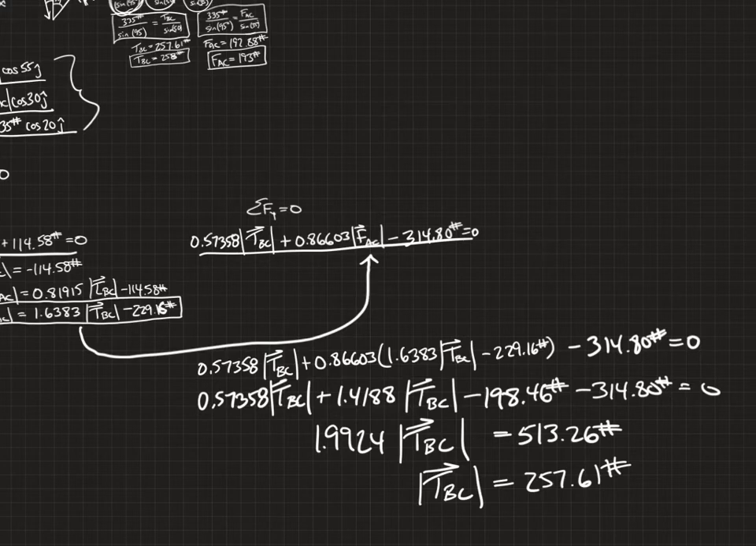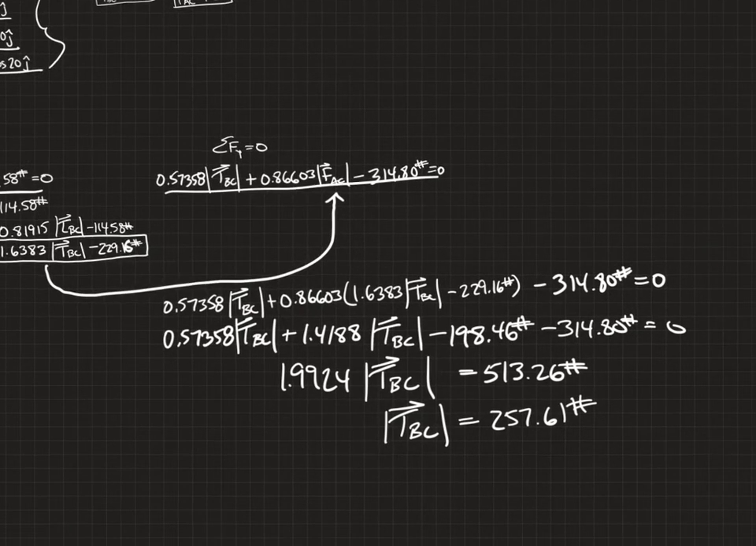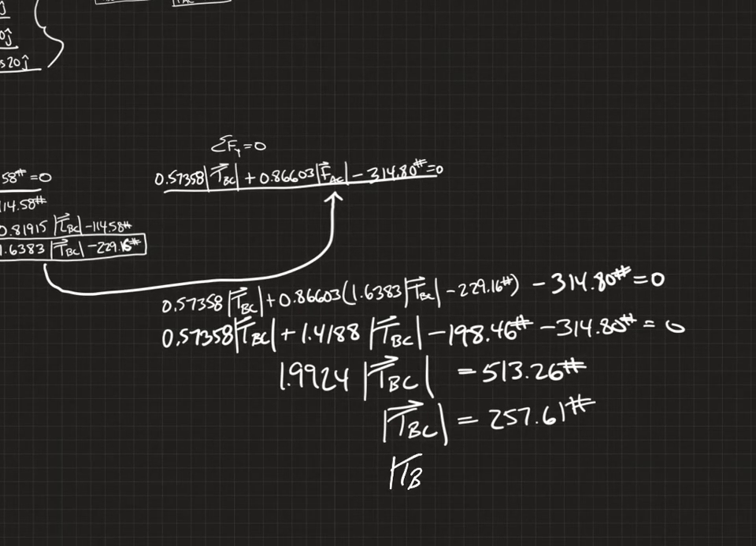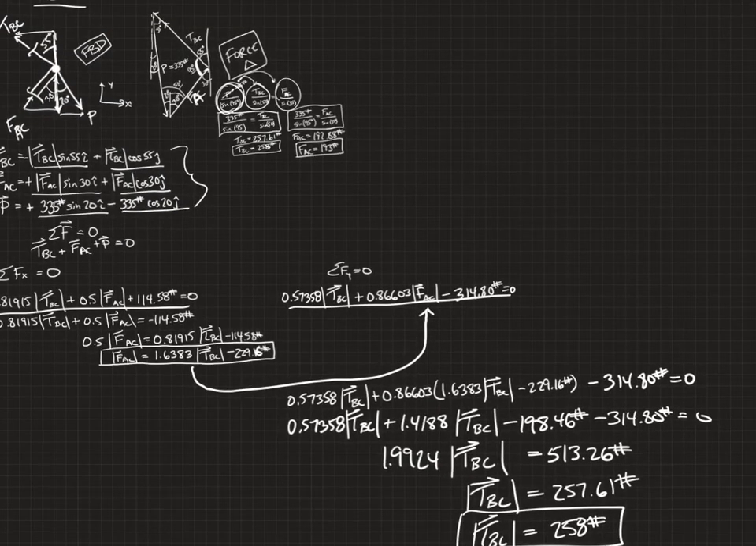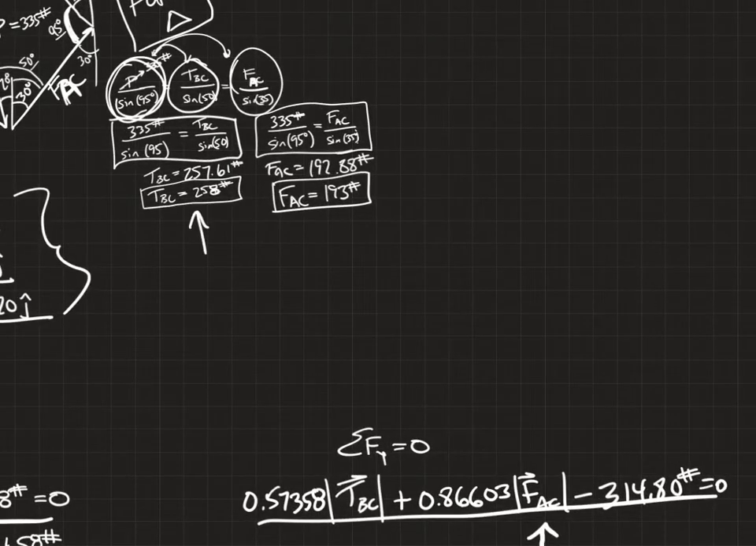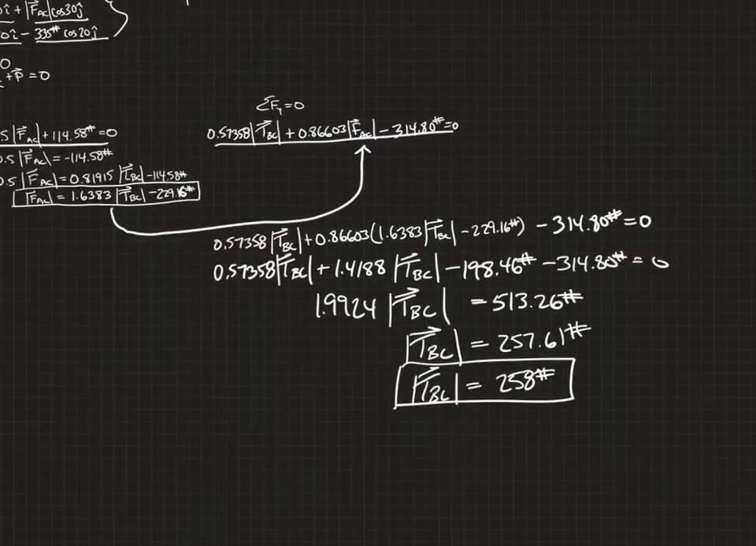All right, so just plugging and chugging through that problem, we get T_BC equals 258 pounds, which I'm almost certain is the answer we got above. If not, we made a mistake. So T_BC is 258 pounds. Okay, so that's good.